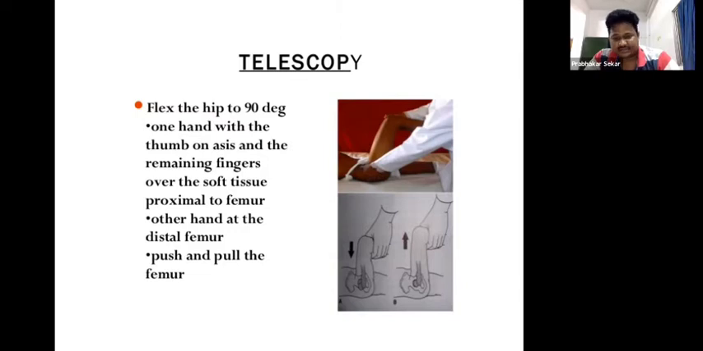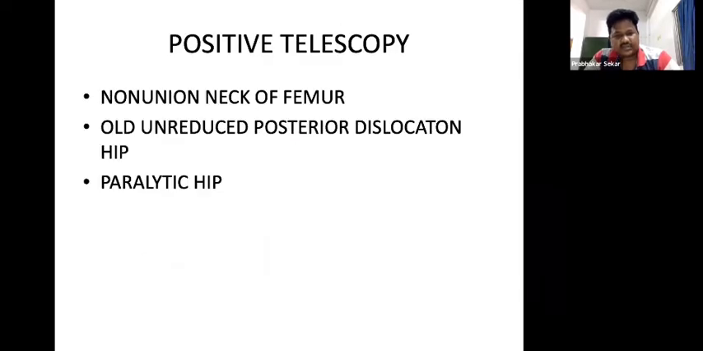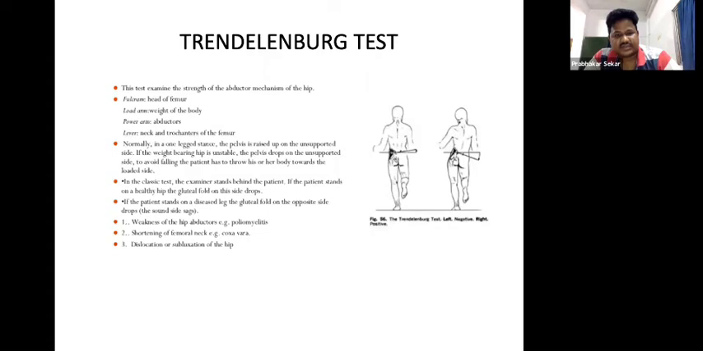Lever arm defect. So posterior telescopy occurs in non-union neck of femur, old unreduced posterior dislocation of hip, and paralytic hip, that is abductor weakness. So the Trendelenburg test: mainly the aim of the Trendelenburg test is to assess the strength, that is the abductor mechanism, whether it's intact or not.